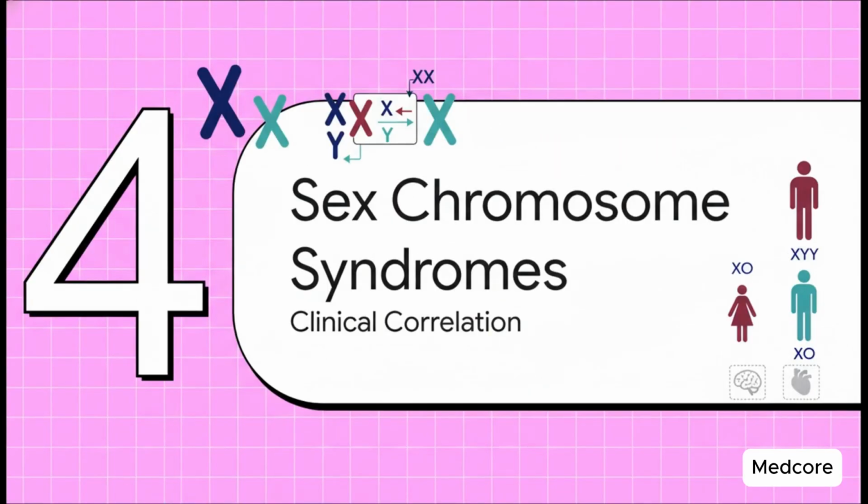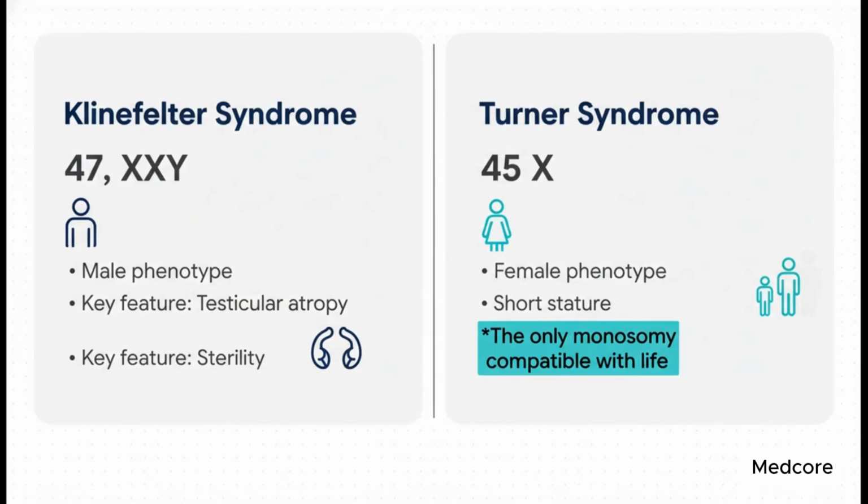All right, so non-disjunction doesn't just happen with autosomes. It can happen with the sex chromosomes X and Y too, and this leads to a whole different set of syndromes. And here's a good clinical pearl for you. Generally, these sex chromosome syndromes have a much milder presentation than the autosomal trisomies we just looked at. So let's compare two of the big ones.